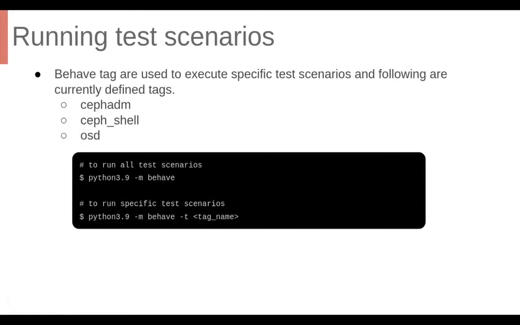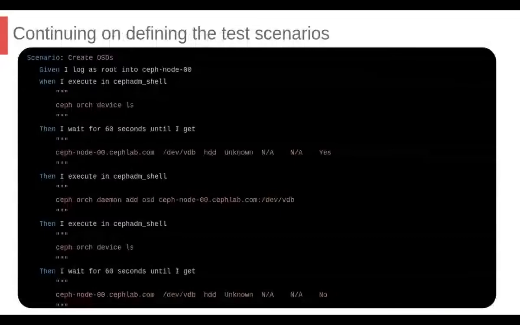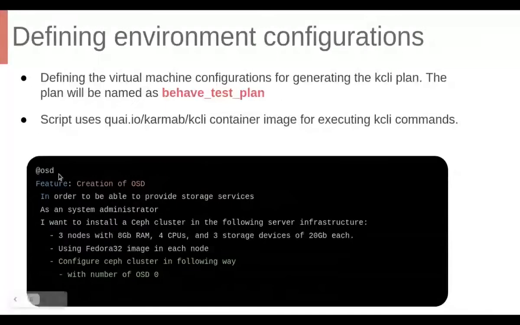And running this test, we can run all these tests together, or we can use the behave tags to specify which scenarios should be executed. As you can see, I have used the @OSD tag to specify this feature is related to OSDs, and when executed with the tag flag using the behave command, it will be executing only the OSD scenarios.